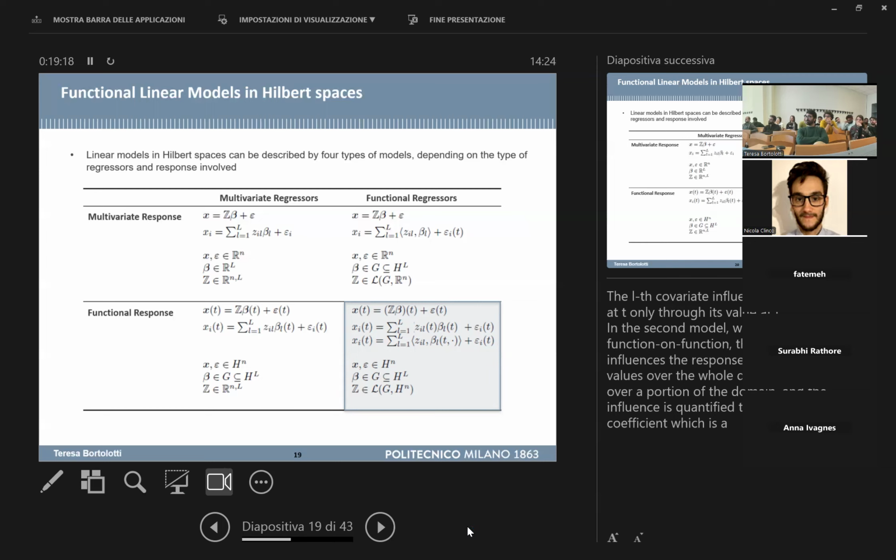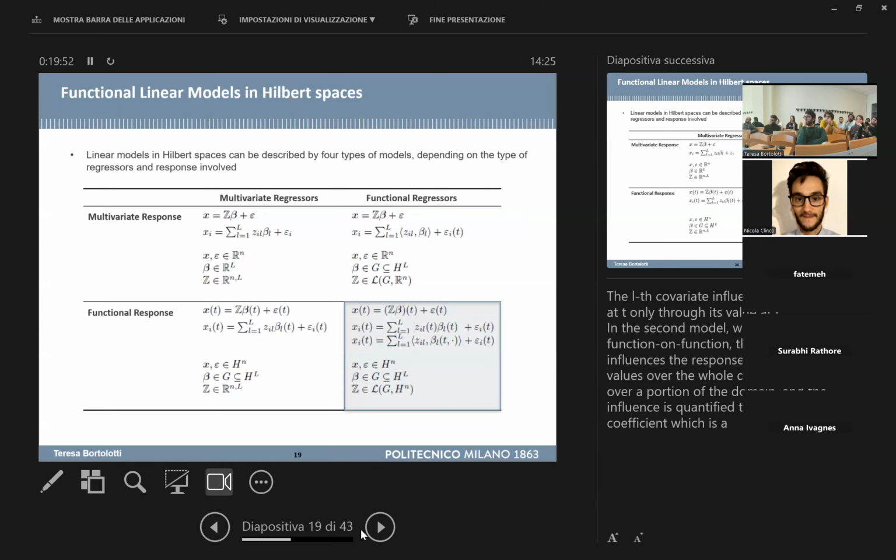There is a more complicated and more general model, which is called functional-on-function regression, where the impact of the covariate on the response at t goes through the entire range of values that the covariate takes, let's say, over the entire domain, or at least a portion of the domain. And the influence of the covariate is mapped through the coefficient, which is a function of two variables. Okay, here there is a linear product.